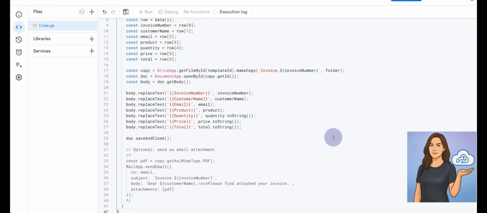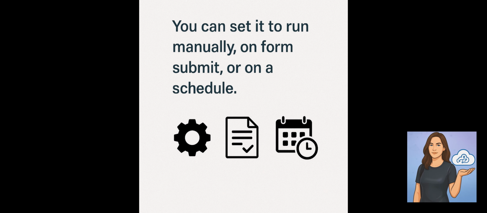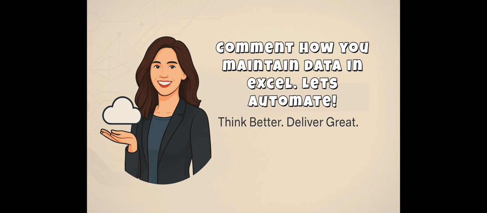You can set it to run manually, on Form Submit, or on a schedule. Pro tip: use triggers to schedule your script to run daily or weekly, totally hands-free. You can also add a button in the sheet to trigger invoice generation. And that's it. Automated invoice generation made easy using Google Apps Script.